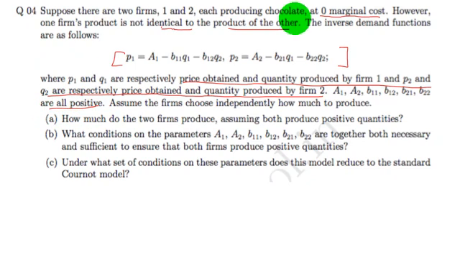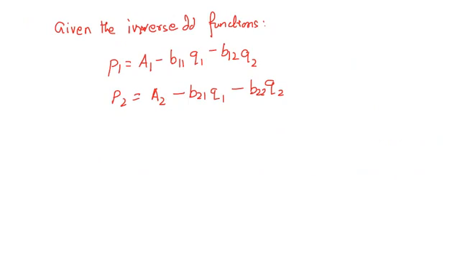Assume the firms choose independently how much to produce. How much do the two firms produce, assuming both produce in positive quantities? What conditions on the parameters are there, and under what set of conditions does this model reduce to the standard Cournot model? Let us see how to do this. Now we are given the following inverse demand function.